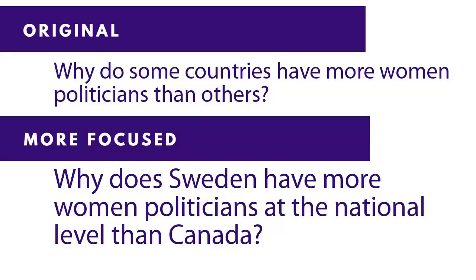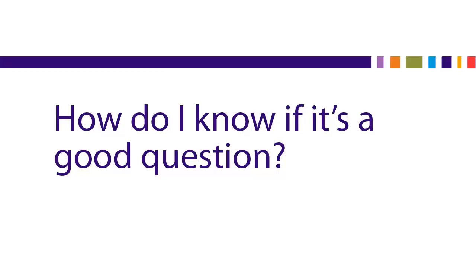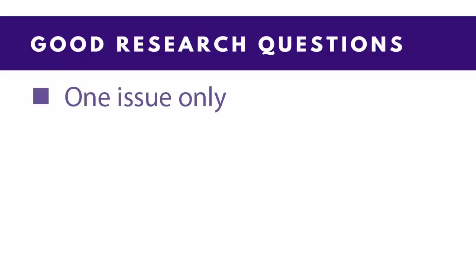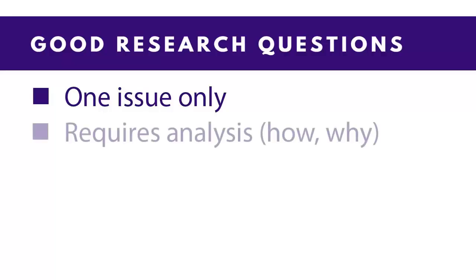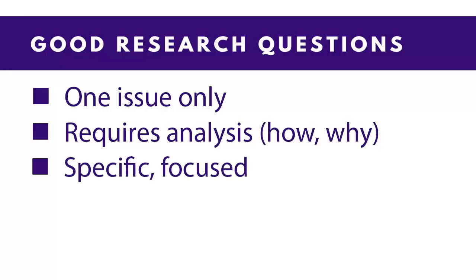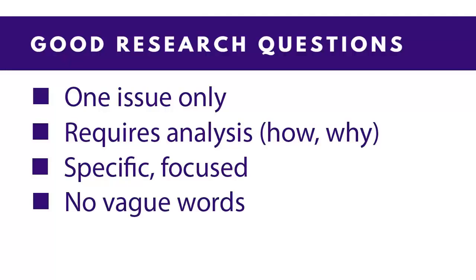Now you know how to create a research question, but how do you know if it's a good question? A good question focuses on only one issue and doesn't try to fit in too much. It requires analysis and thinking and doesn't have an obvious yes or no answer. How and why questions are best for this. A good question is specific and focused and can be answered in the space you have to write about it. The shorter your paper, the more specific your question needs to be. A good question is also clear, with all the vague words, like some countries, defined or made more specific.